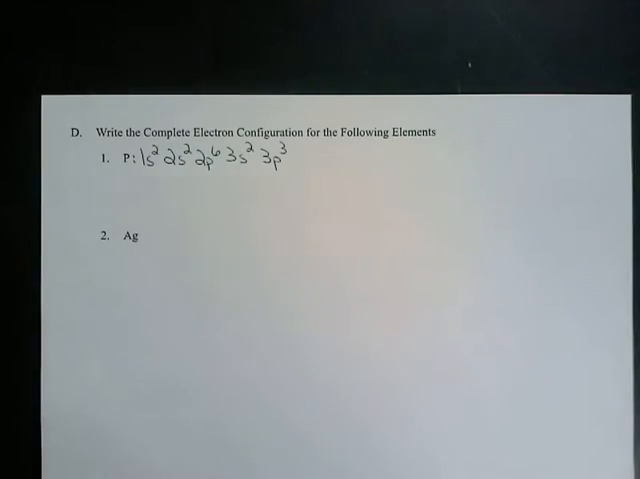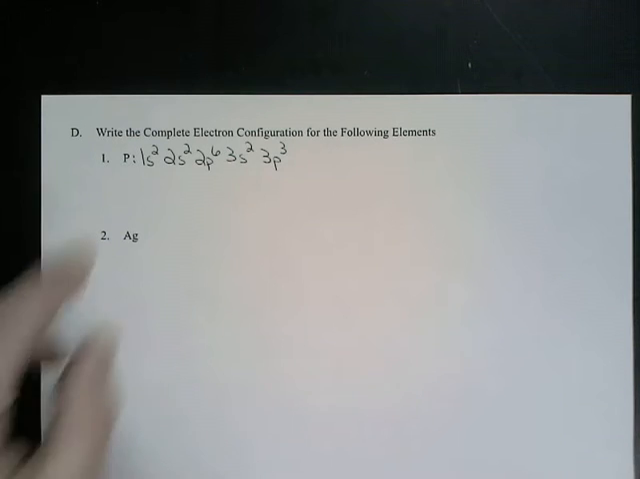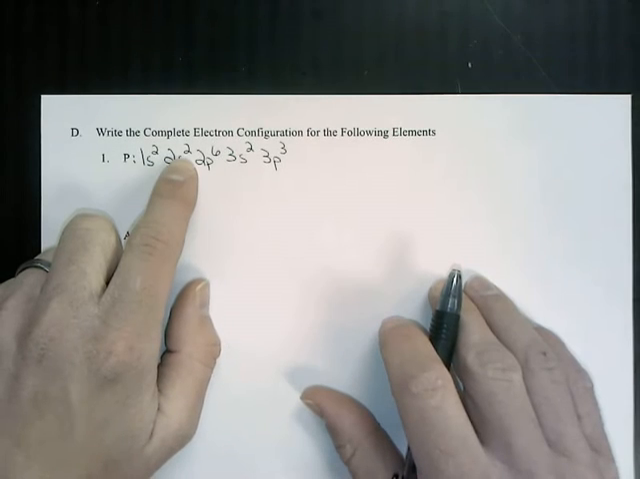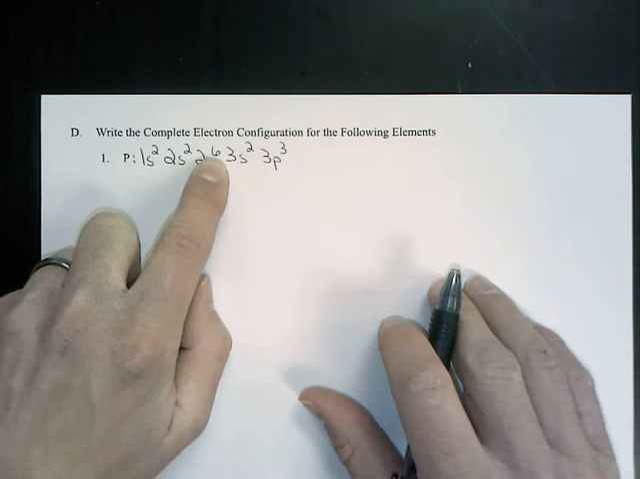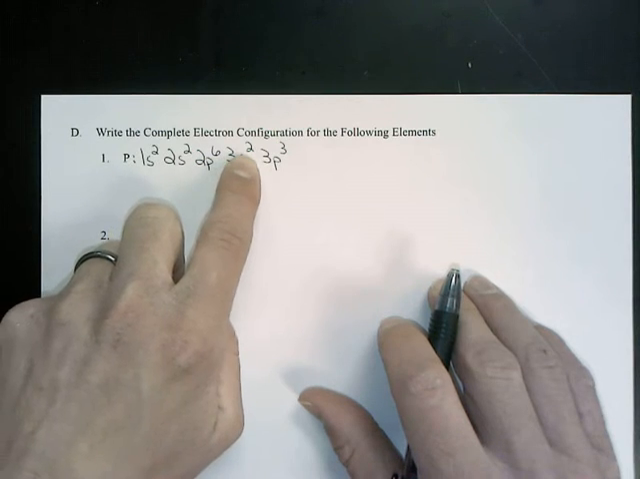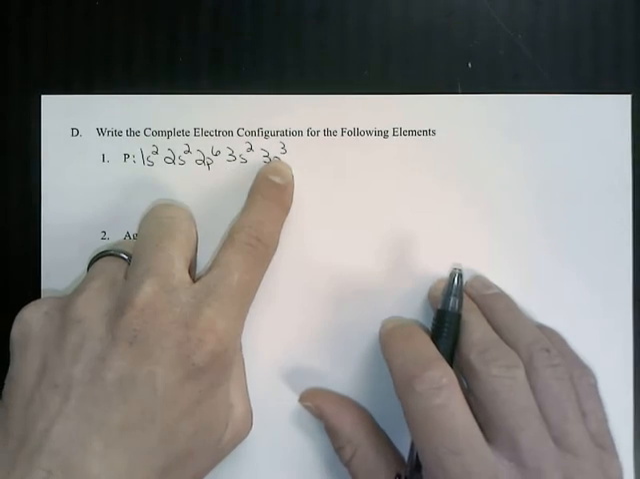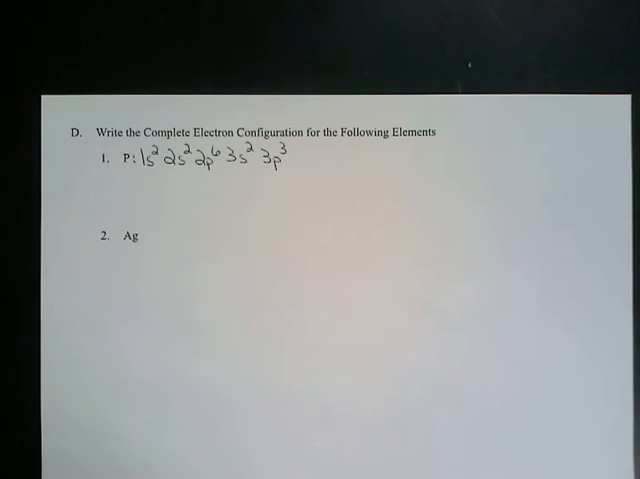Now, to double check yourself, remember, in this neutral atom, number of protons and electrons are equal. So that means that because phosphorus has an atomic number of 15, the number of electrons should also be 15. So we ask ourselves, 2 plus 2 is 4, 4 plus 6 is 10, 10 plus 2 is 12, 12 plus 3 is 15. There's our double check, and you can always do this.